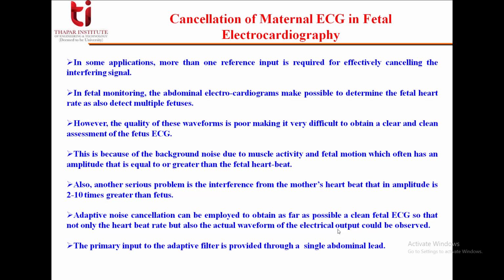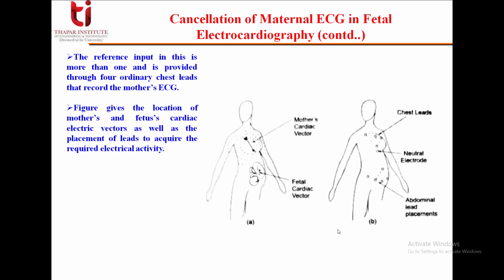So the primary input to this adaptive filter in this case is through a single abdominal lead. The input contains both the maternal and fetus ECGs. So the reference input in this is more than one and is provided through four ordinary chest leads that record the mother's ECG. Figure gives the location of mother's and fetus cardiac electric vectors as well as the placement of leads to acquire the required electrical activity.